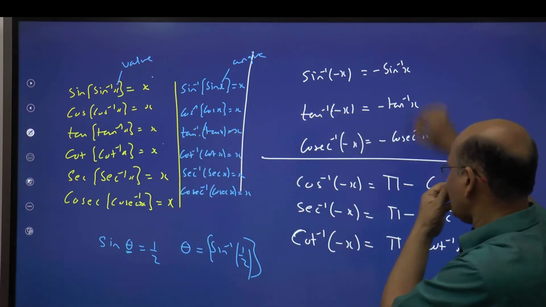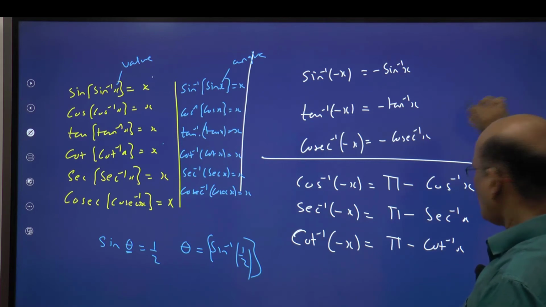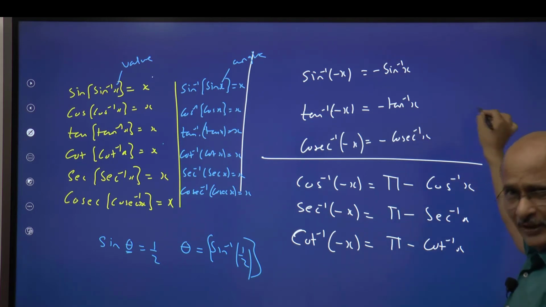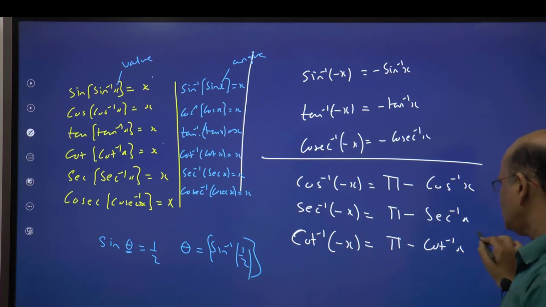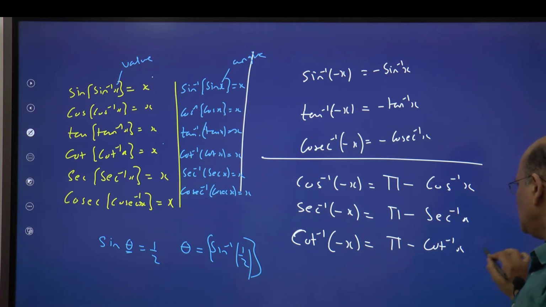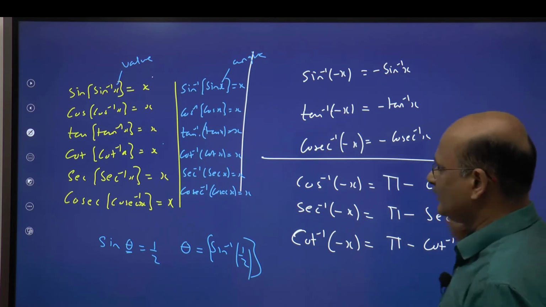Here the principal values, everybody knows, it is minus pi by 2 to pi by 2, an open interval, minus pi by 2 to pi by 2 with 0 removed. Similarly, here it is 0 to pi for this, 0 to pi for this, except pi by 2, and here it is the open interval 0 to pi. So that is nothing but the principal value.